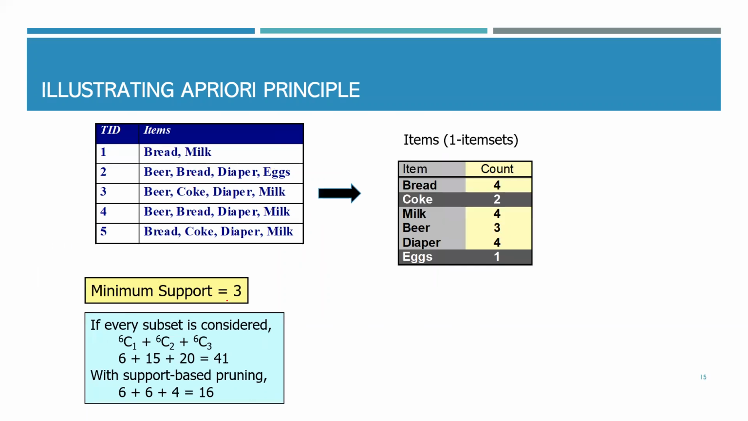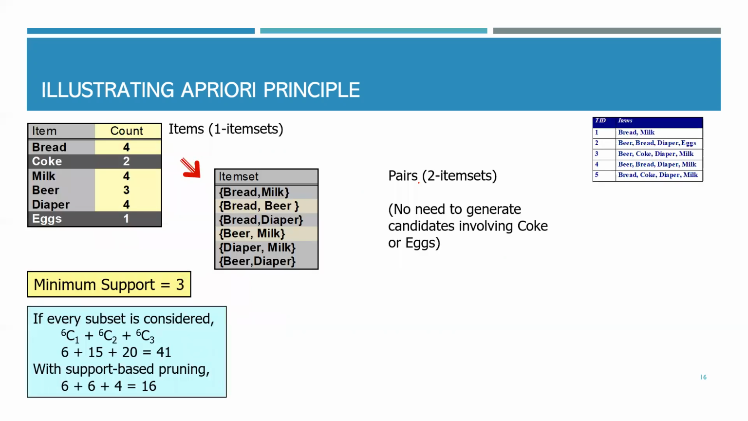Because the minimum support is 3, any one item set whose support count is less than 3 we can eliminate. So we eliminate Coke and egg. We only focus on item sets which have a count of 3 or greater. Finally, we have bread, milk, beer, and diaper. After we have the one item sets, we continue to two item sets.